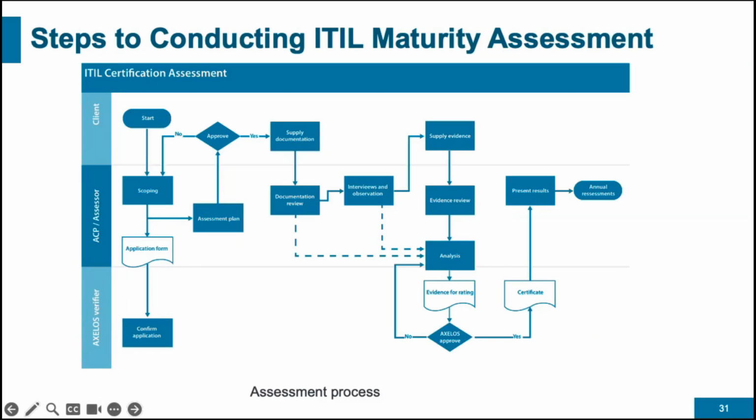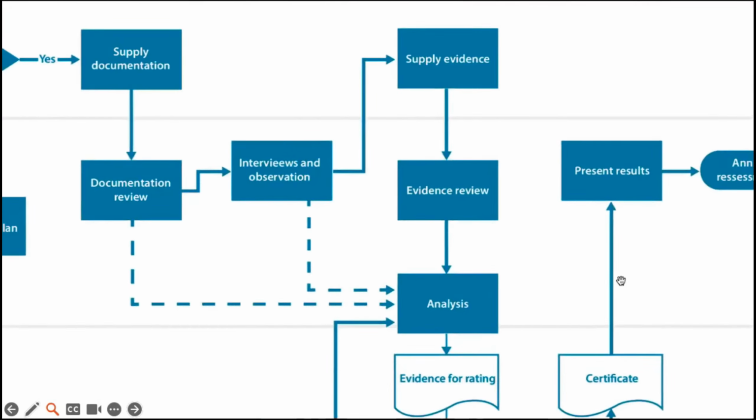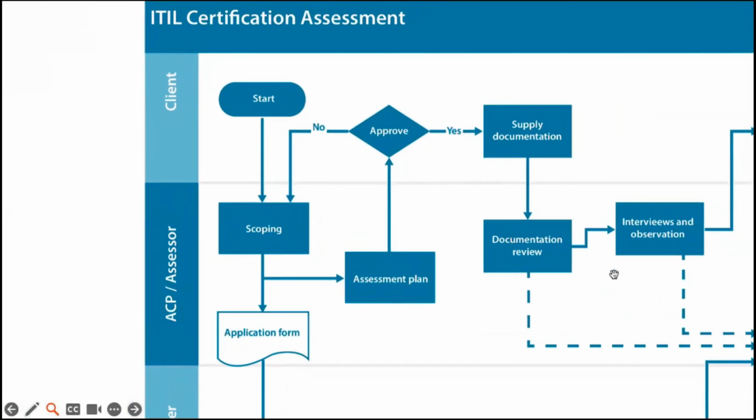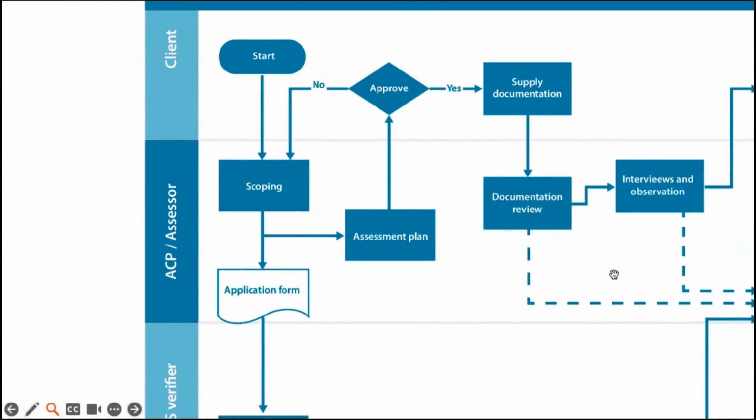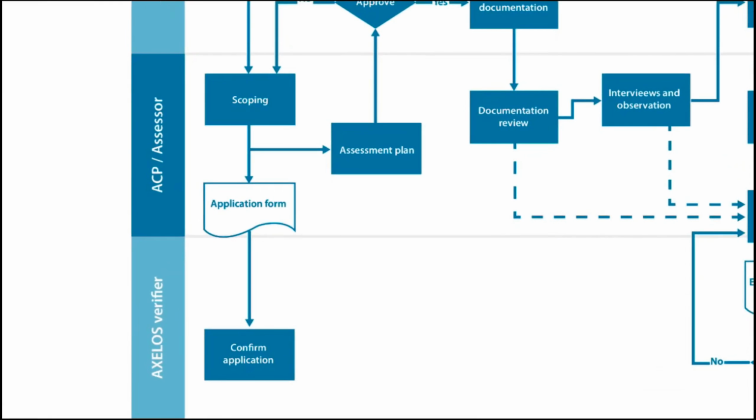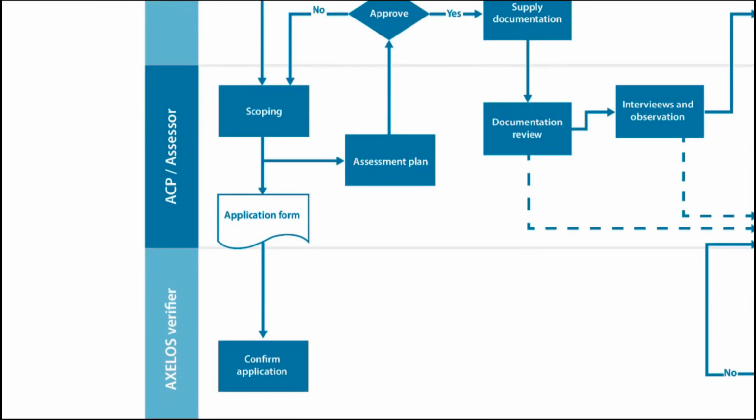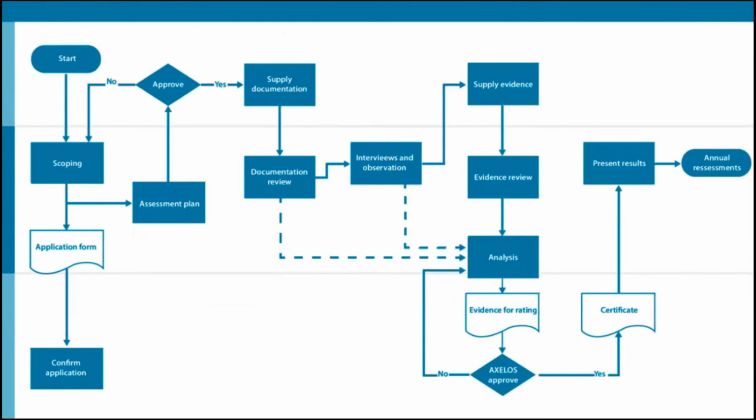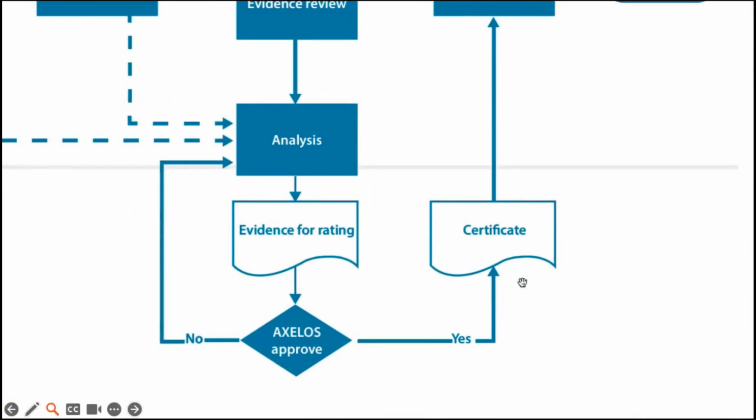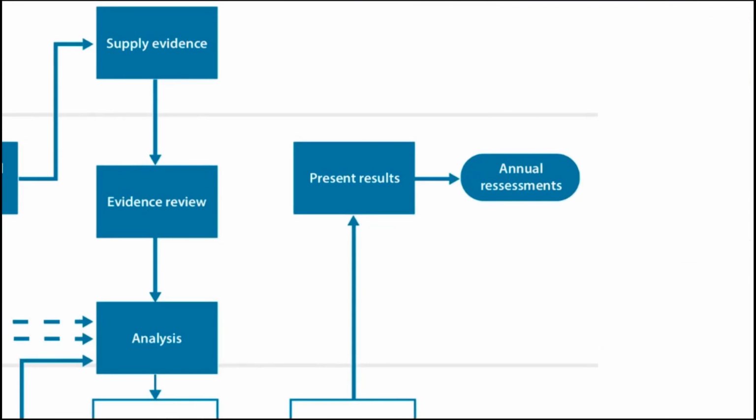Here we have an overview of the maturity assessment. I will not go into the details, but what we can see here in terms of stakeholders is that we have the customer, we have the assessor, which is in fact myself in our case, and then we have the verifier in Axelos, because as we are an ACP, we have access to the Axelos tool to conduct the audit. And this is the tool that we can use in order to conduct the interview for the assessment, and Axelos, once they approved the report that we created at the end of this assessment, can issue a certificate for the customer.